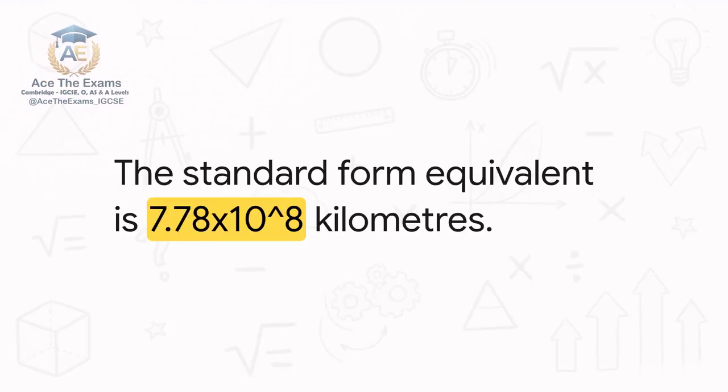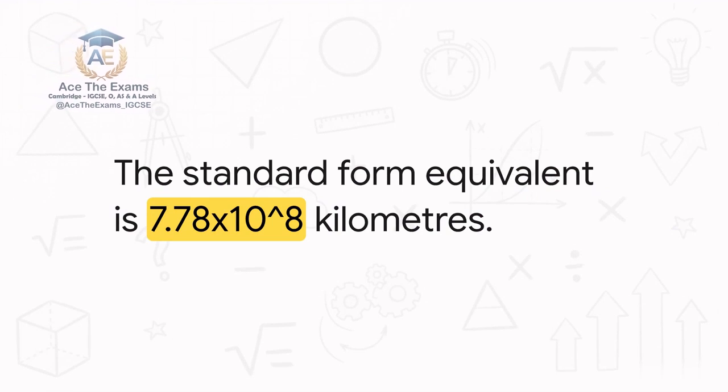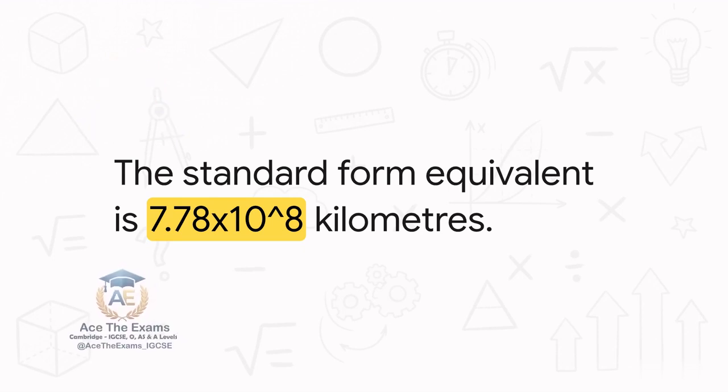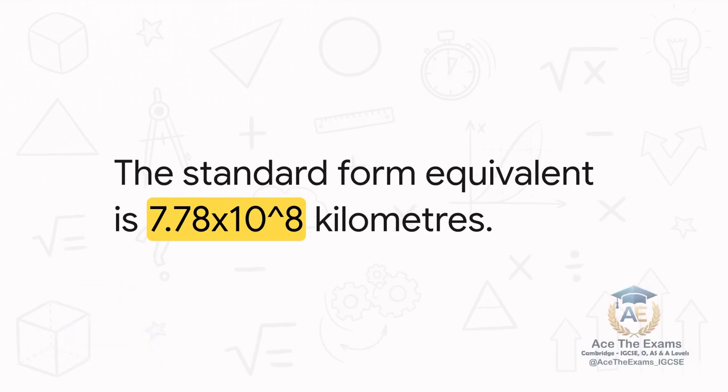So the crucial point here is that mastering standard form notation is your best defense. The standard form equivalent is 7.78 times 10 to the power of 8 kilometers. By smoothly moving the decimal point 8 places to the left, we create a manageable number between 1 and 10, and we multiply it by a power of 10. Mastering this doesn't just save you precious time, it completely prevents those heartbreaking zero-counting errors that destroy grades. It takes the clumsy and makes it brilliantly precise.